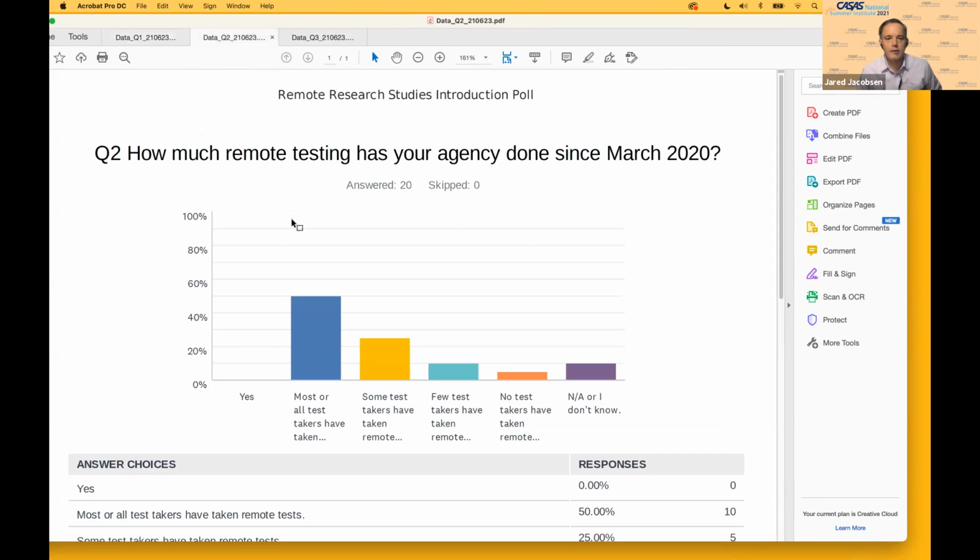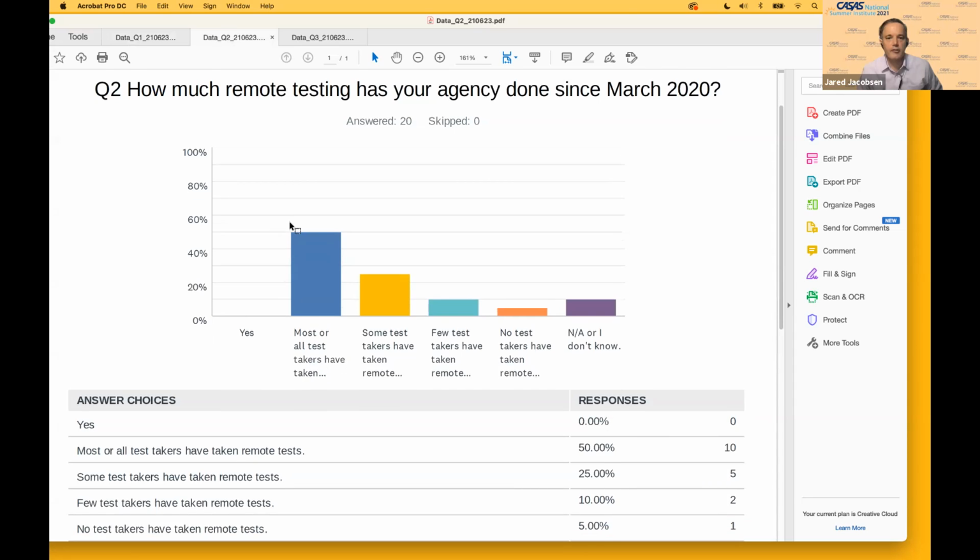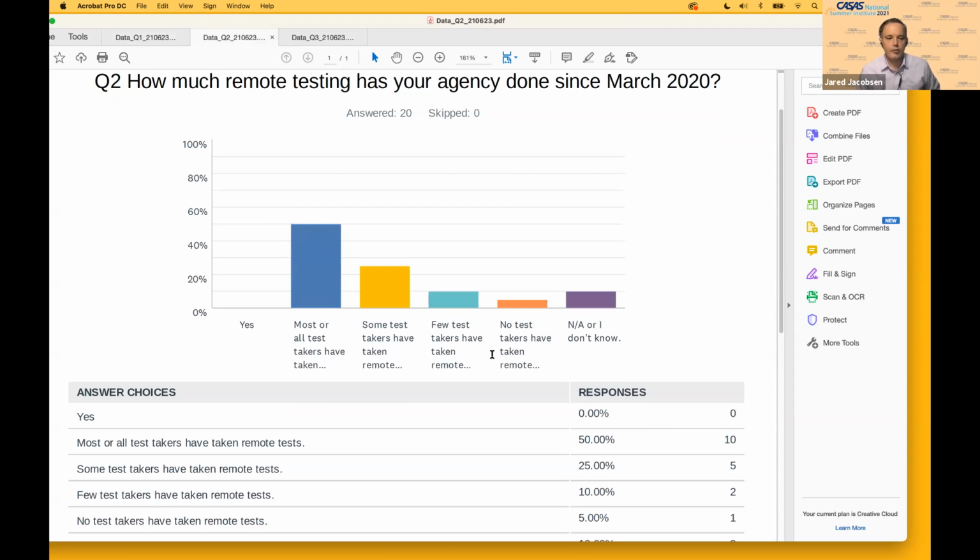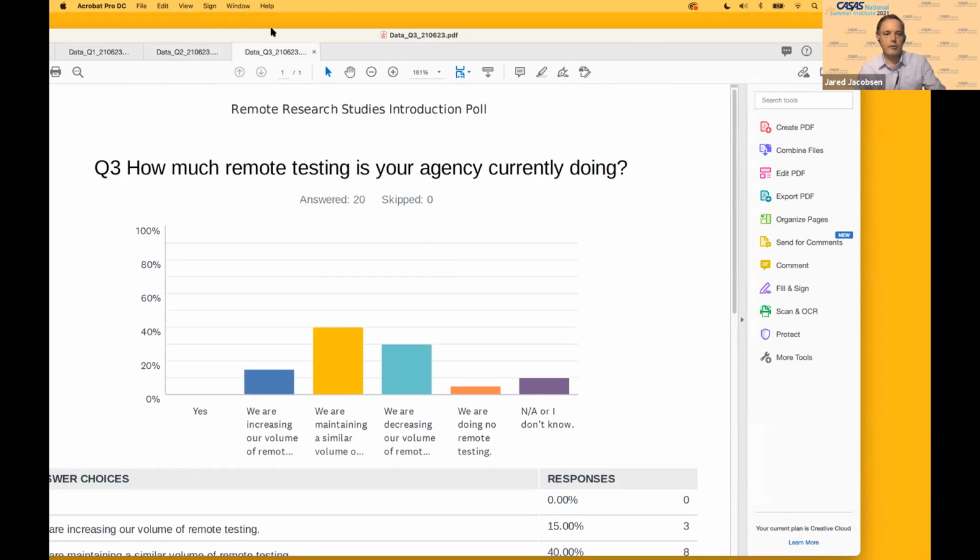Question 2, how much remote testing has your agency done since March 2020? Most or all test takers have taken remote tests, 50%. Some test takers have taken remote tests, about 25%. Few test takers have taken remote tests, 10%. Just 1 respondent, or 5%, said that no test takers have taken remote tests at their agency. So great, that's good input, thank you.